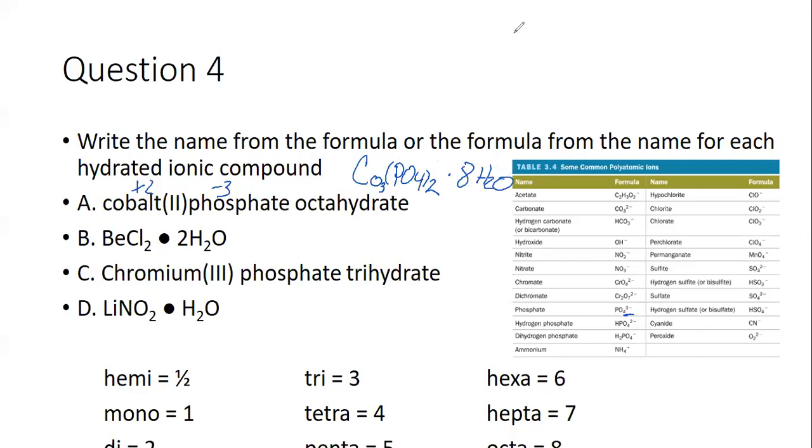So for C, you can follow that to do B, C, and D. I'll give everybody a few more minutes to do that.